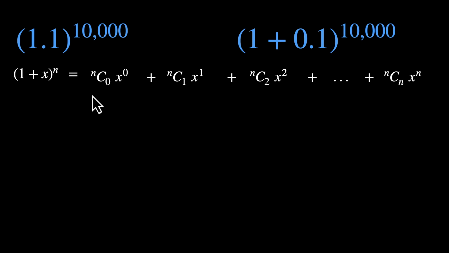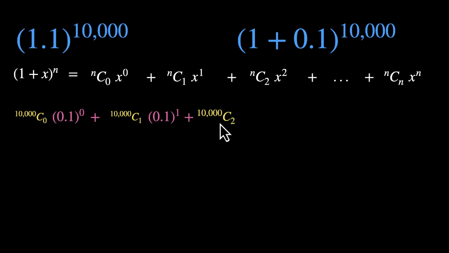Okay, so n here is 10,000. We'll have 10,000 C0 times x to the power 0. X here is 0.1. So this is 0.1 to the power 0. Next term is 10,000 C1, 0.1 to the power 1. Then we have 10,000 C2, 0.1 squared. Maybe we don't even need this, but I'm just writing it down. Plus a lot of other terms. Last term will be 10,000 C 10,000 times 0.1 to the power 10,000. Again, we don't need to evaluate all of these terms.